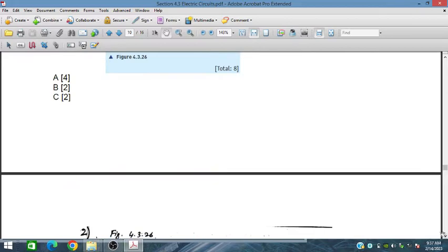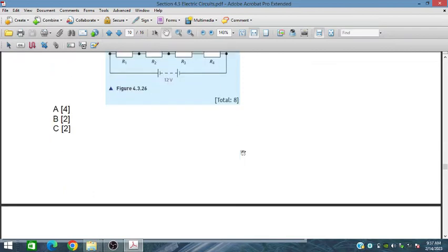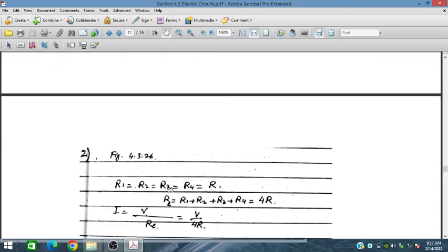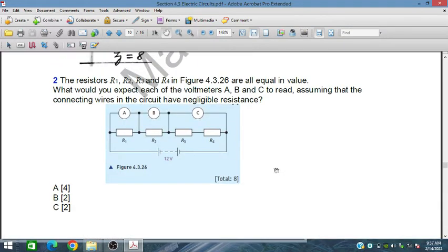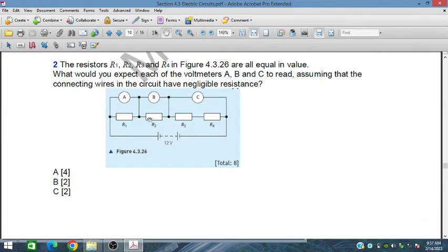So figure 4.3.26, R1, R2, R3, R4 each have the same resistance, R. So the equivalent resistance is 4R. So the total resistance is 4R: 1R, 2R, 3R and 4R. So the total equivalent resistance is 4R, and the 12 volt will be divided by this 4R.